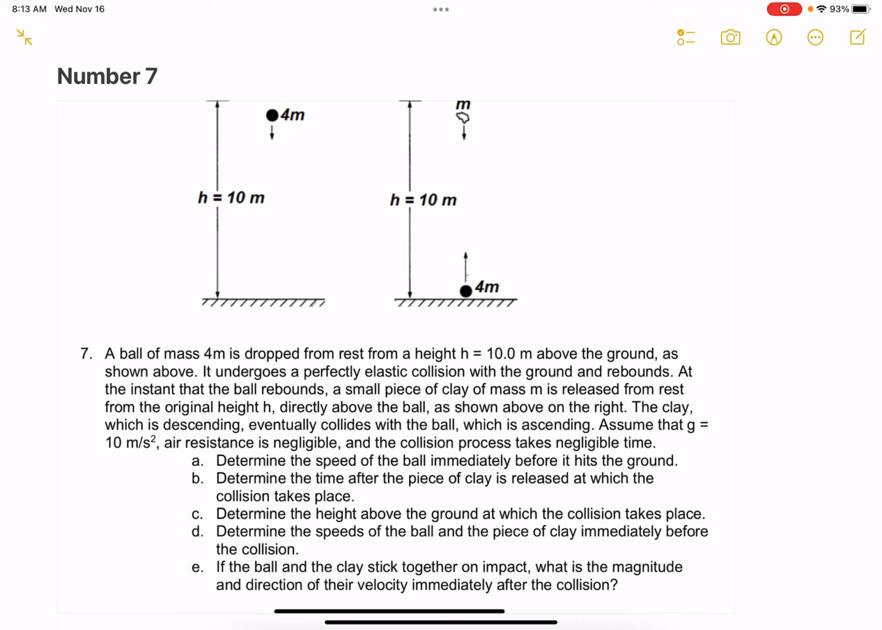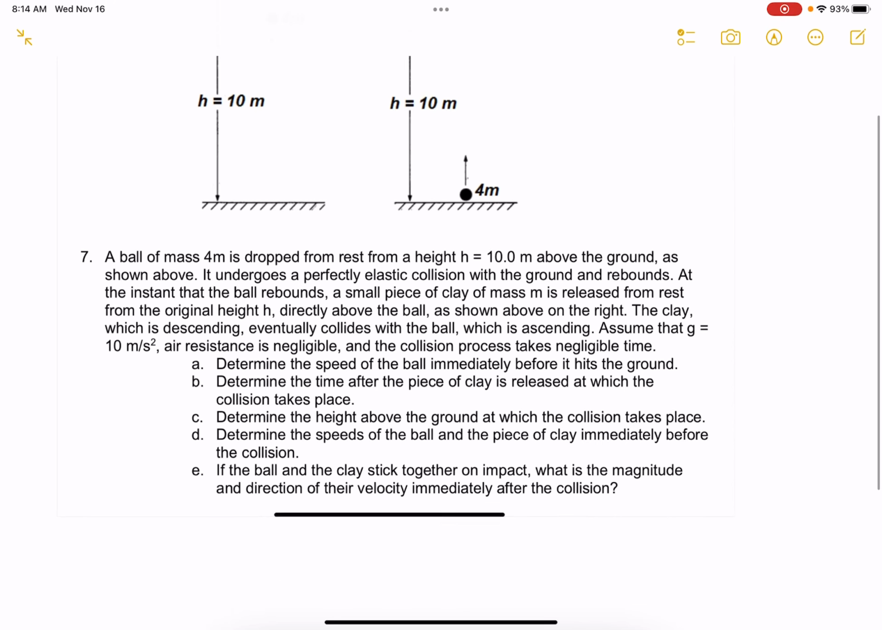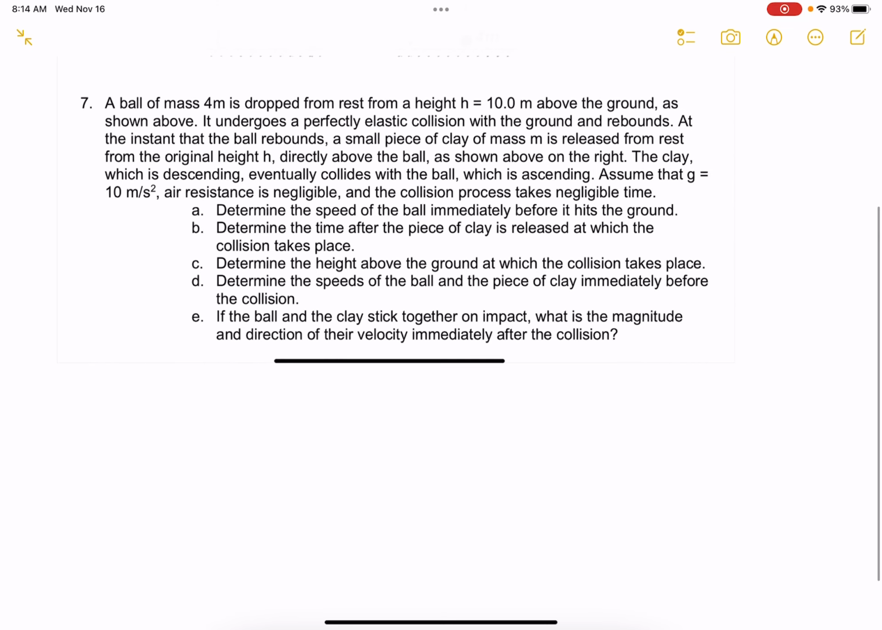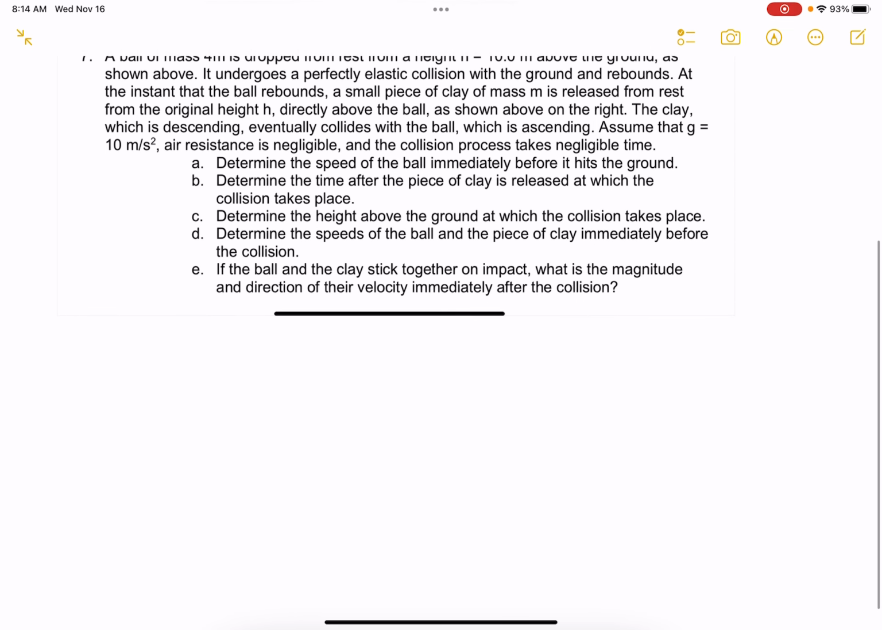At the instant the ball rebounds, a small piece of clay of mass m is released from rest from the original height h, directly above the ball, as shown on the right. The clay, which is descending, eventually collides with the ball, which is ascending. Assume that g equals 10, air resistance is negligible, and the collision process takes negligible time. So, let's go ahead and look at A.